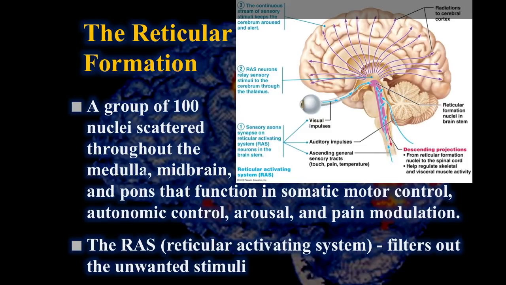So what this reticular formation does is it sends little bursts of energy, little tiny nervous system signals into that cortex to keep it aroused, awake, and ready to go. Okay? Along with the reticular formation, part of what it is, or a component of the reticular formation, is the RAS, or the reticular activating system. And its job is to filter out unwanted stimuli.